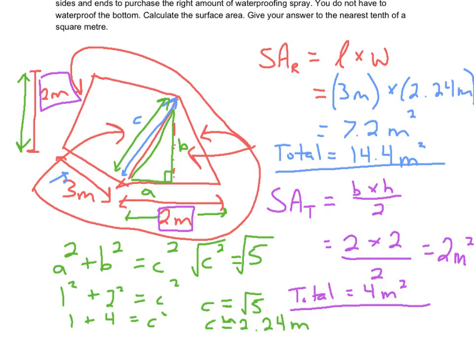And so all together, the surface area that we would need to waterproof would be the 14.4 meters squared plus the 4 meters squared, to the nearest tenth works out to 18.4 meters squared. Okay, hope that makes sense.